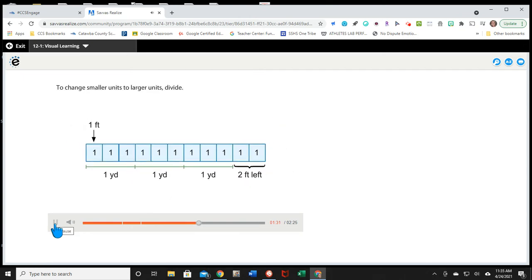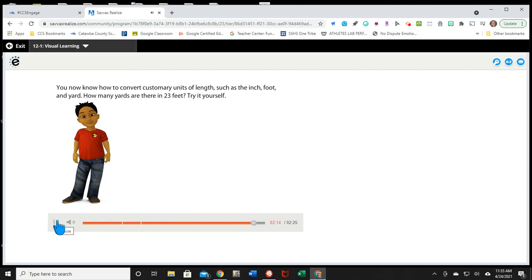To change smaller units to larger units, divide. To convert 11 feet to yards, think 3 feet equals 1 yard, and then determine 11 divided by 3. What is the quotient? 11 divided by 3 equals 3 with remainder 2. What does the remainder represent? The remainder represents the number of feet that are left over. 11 feet equals 3 yards and 2 feet. You now know how to convert customary units of length, such as the inch, foot, and yard.